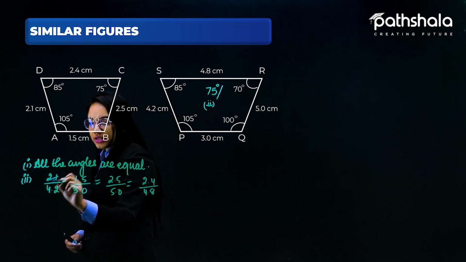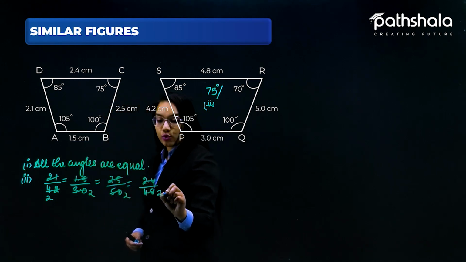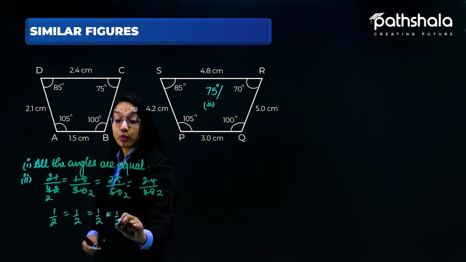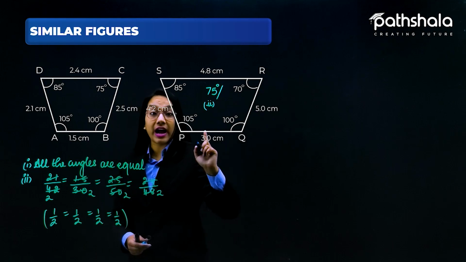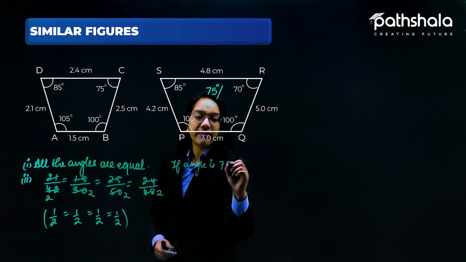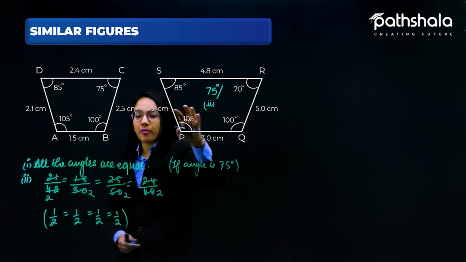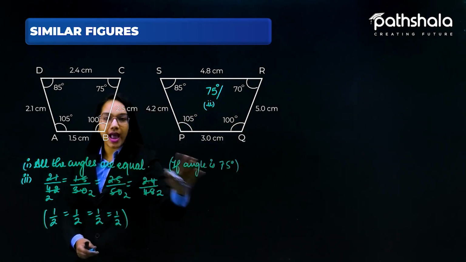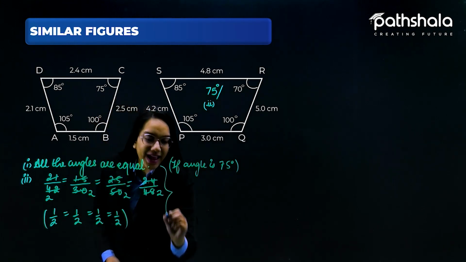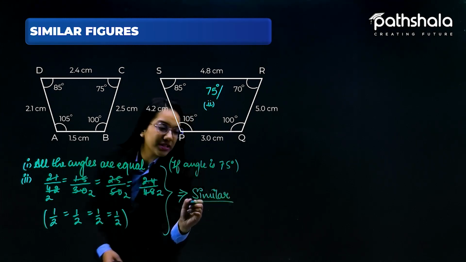I can see over here, this is into 2, this is into 2, this is into 2, this is into 2. So all the ratios are equal to each other if I am taking the angle as 75 degree. So if I take this particular angle as 75 degree, my very first condition says that all the angles are equal. The second condition says that the sides are in equal proportion. So it implies that these two figures are similar to each other.